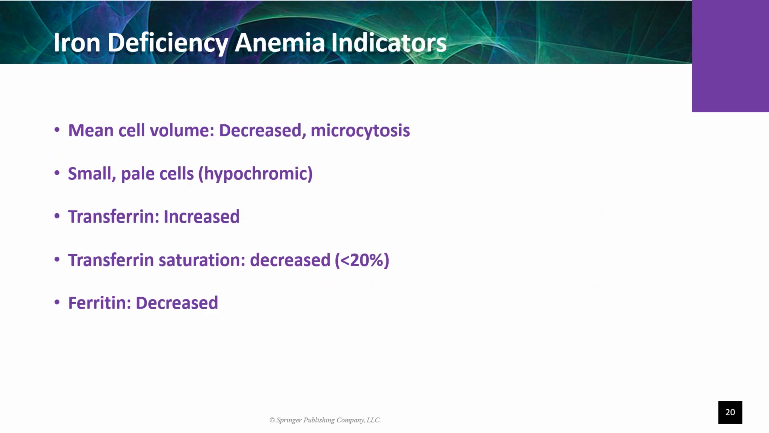Lab studies in iron deficiency anemia will reveal decreased red blood cell count, hemoglobin, and hematocrit, decreased serum iron and ferritin, increased total iron binding capacity and transferrin levels, low transferrin saturation, and microcytic hypochromic red blood cells. The bone marrow biopsy is the gold standard to confirm iron deficiency anemia.